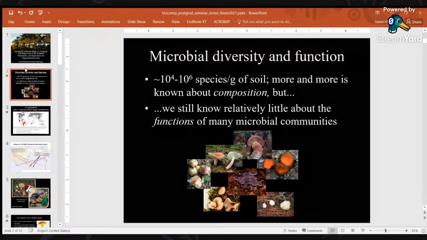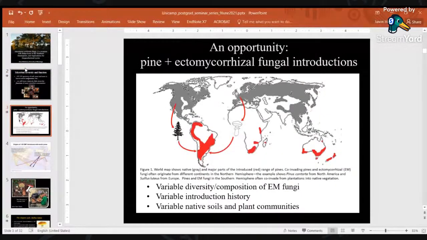So, to reiterate the first point, this work is motivated by the observation that microbial diversity in soils is gigantic. And we still know relatively little about the functions of many microbial communities. So this is the system that I want to tell you about today, which is pine and ectomycorrhizal fungal introductions from the northern hemisphere into the southern hemisphere.